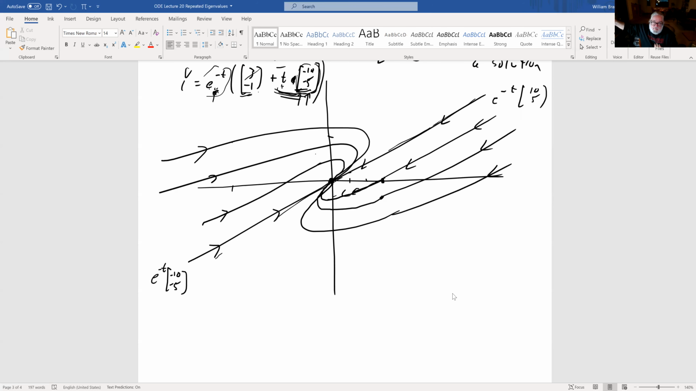So you are parallel to one side of it and then tangent on the other side as you come in. So it's a little bit of a swirl. It's a little bit of a real eigenvalues. It's sort of a borderline there.